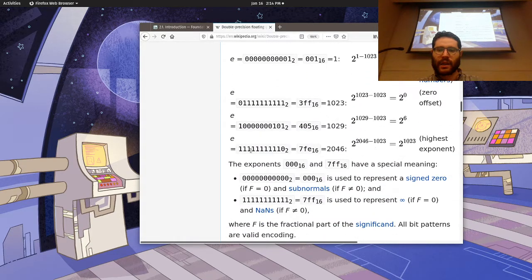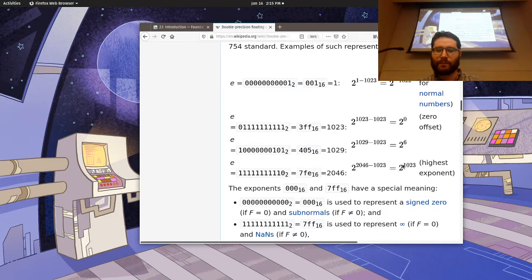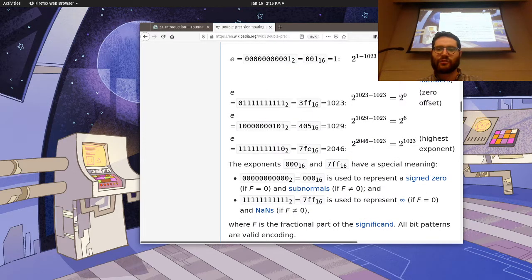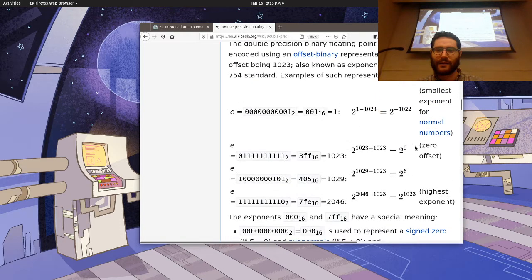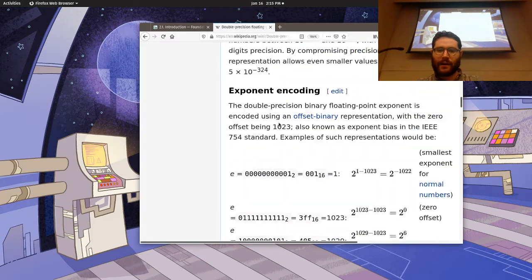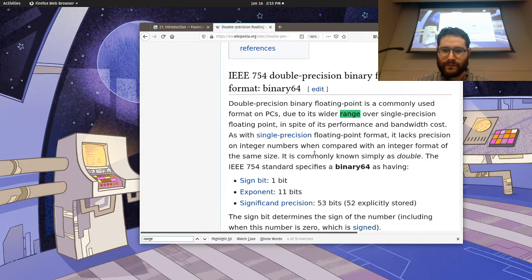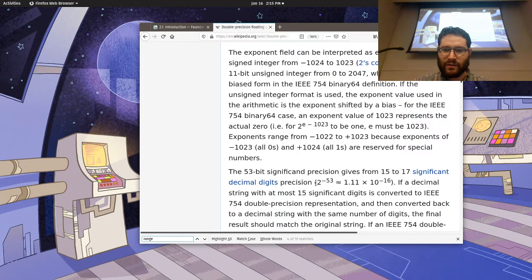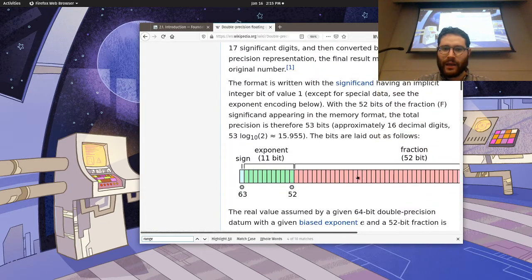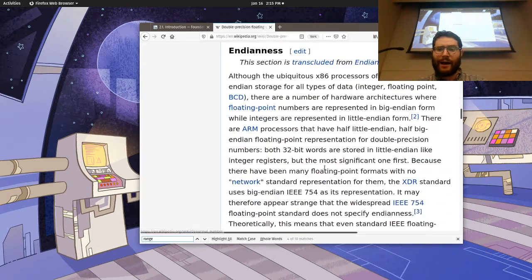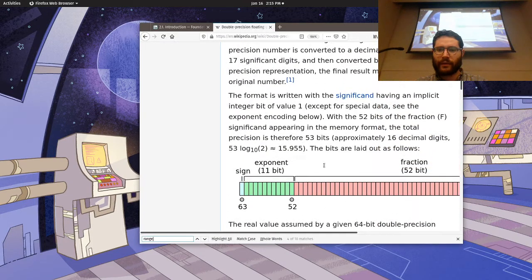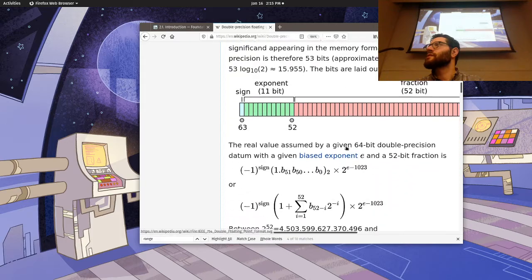So I think the biggest exponent is 2 to the 1023rd power. And it can get really, really small. Let's see. So what is the range of this? The total precision is 53 bits or approximately 16 digits of precision, which is generally close enough.